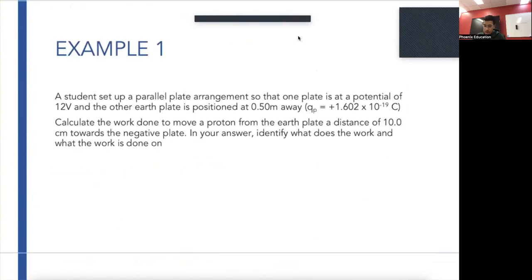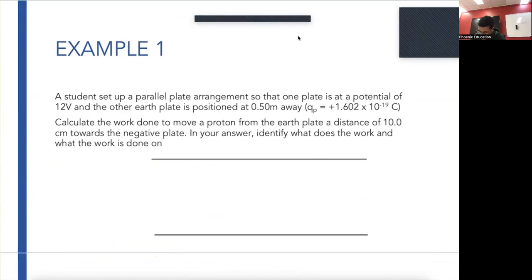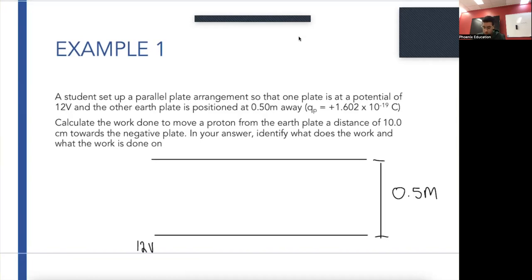So a student sets up a parallel plate arrangement so that one plate is at a potential of 12 volts and the other plate is positioned at 0.5 meters away. So we'll always draw a diagram. Always helps to draw a diagram. So one plate is 0.5 meters away. And it says that the voltage or the potential difference, so the potential difference meaning the voltage difference between one plate to the other, is 12 volts, okay? So the voltage is 12 volts.